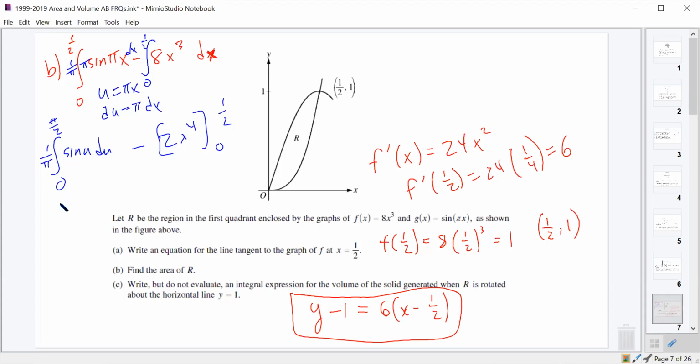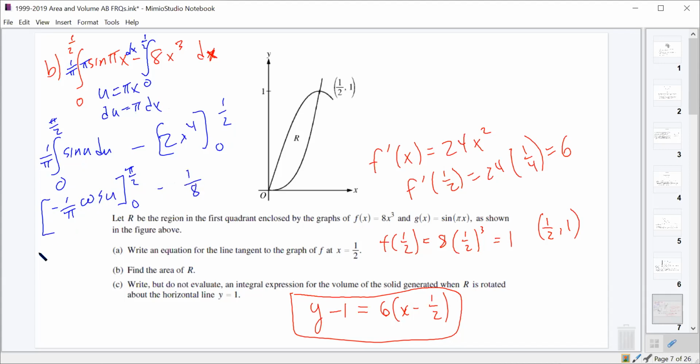And then we'll integrate this. The integral of sine is negative cosine, so we have negative 1 over pi cosine u from 0 to pi over 2, minus, and then we plug in our 1/2 here. And what does that come out to be? 1/8.